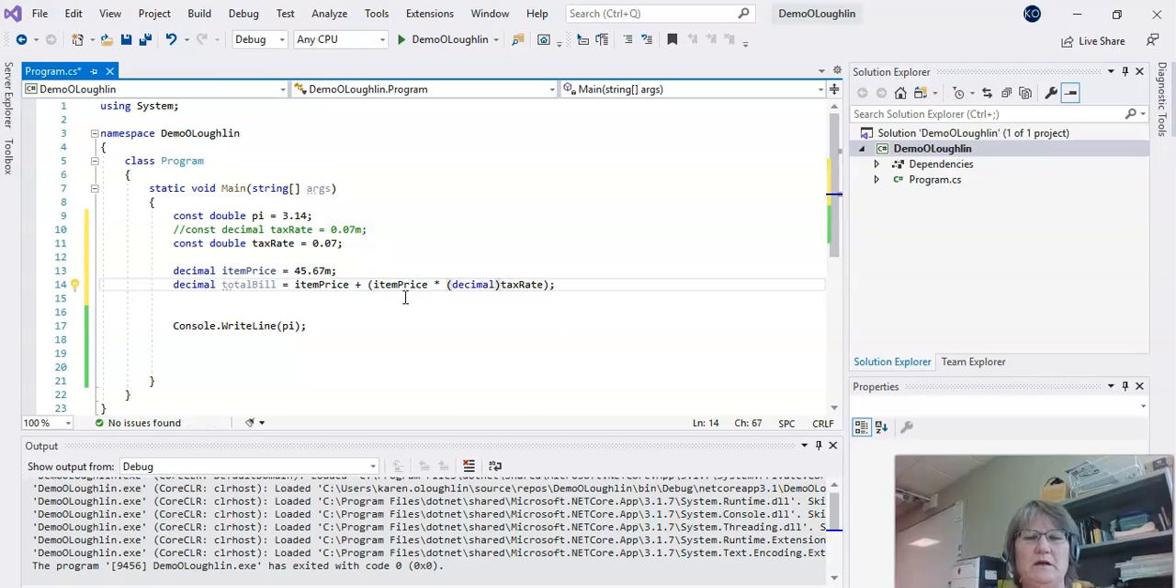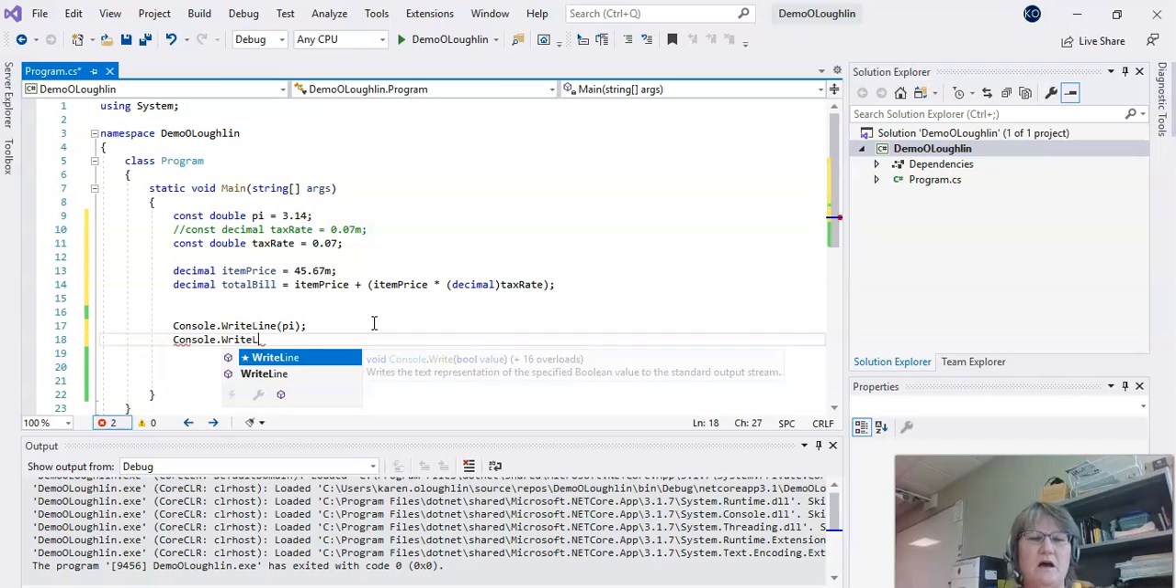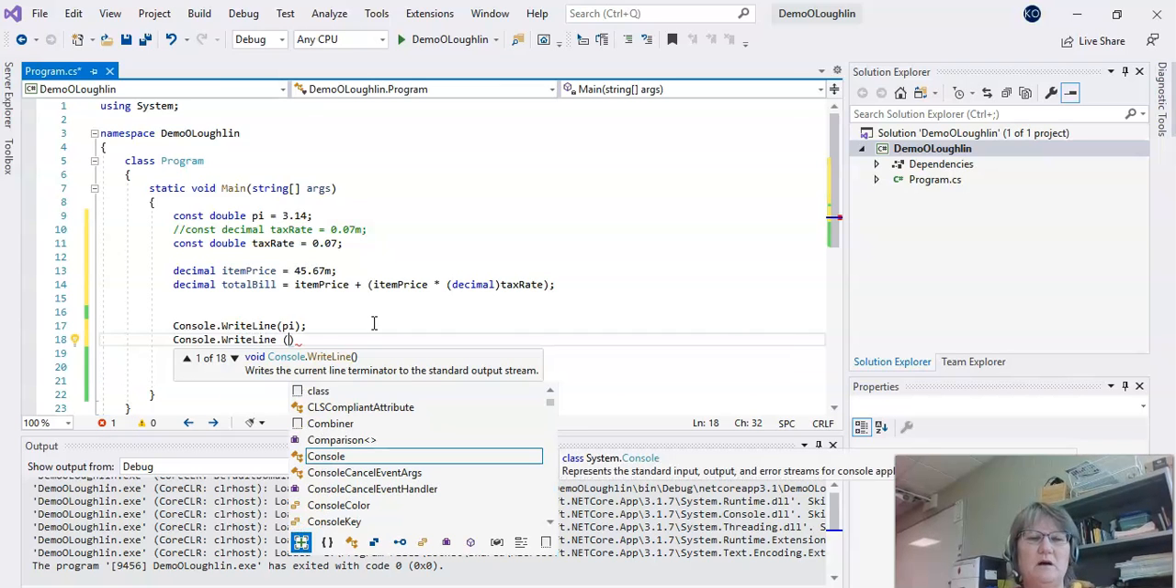So then I'm multiplying a decimal times a decimal, and it's going to be okay with that. And so if the specifications said that the tax rate had to be a double, but I need to multiply it by a decimal, that's how you can get around that little quirk there: temporarily cast tax rate to a decimal, and then you can multiply them.